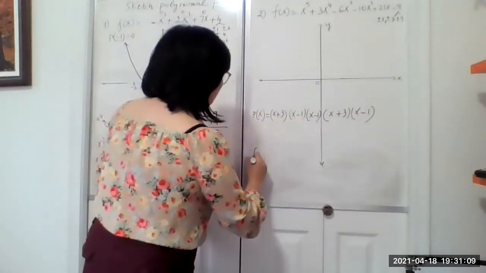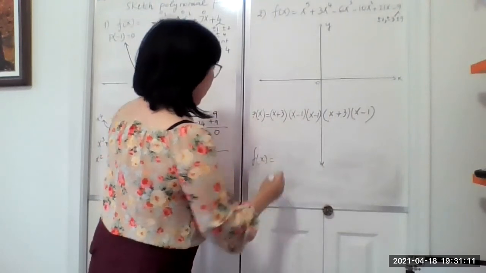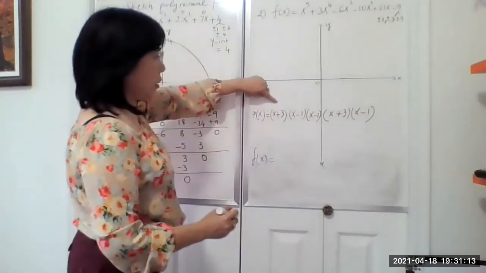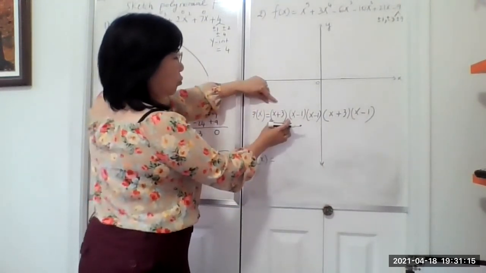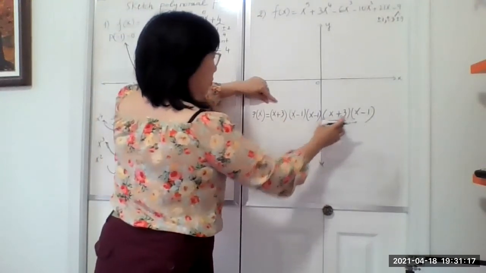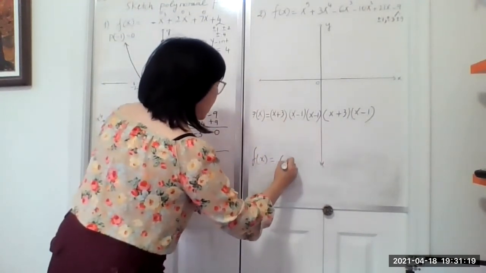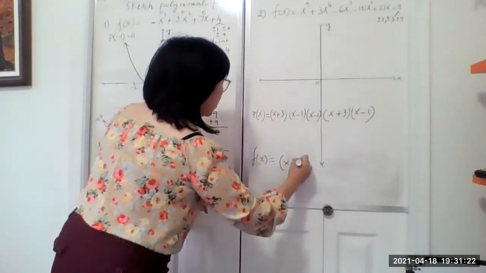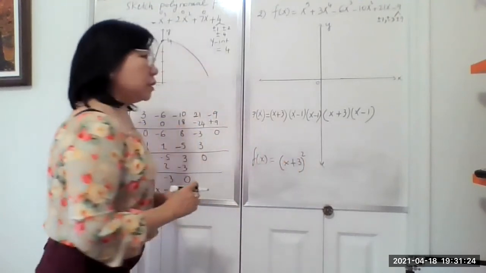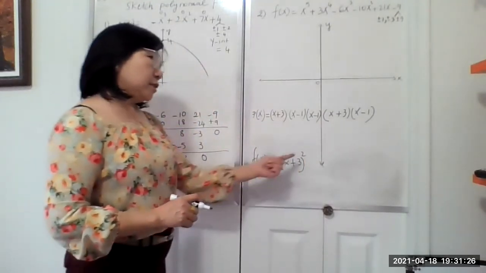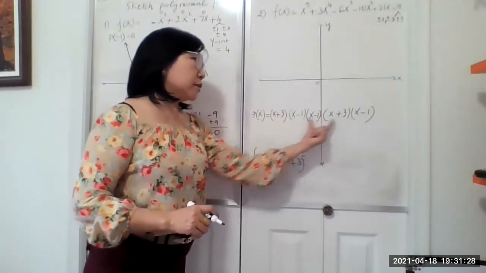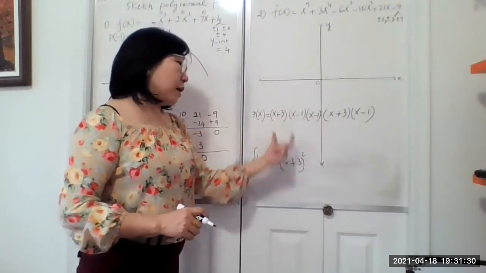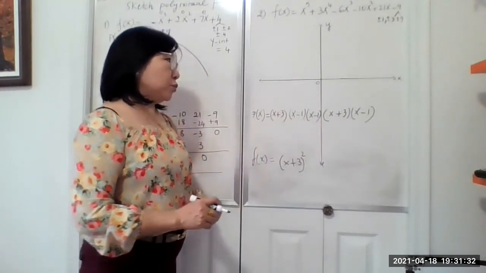We have f of x with all of this in factor form. Is there anything we can combine? It looks like we have two brackets here, x plus 3 and x plus 3, exactly the same. So I'm going to combine them and put in multiplicity 2 because they are the same. So I put in the power: x plus 3 to the power 2.